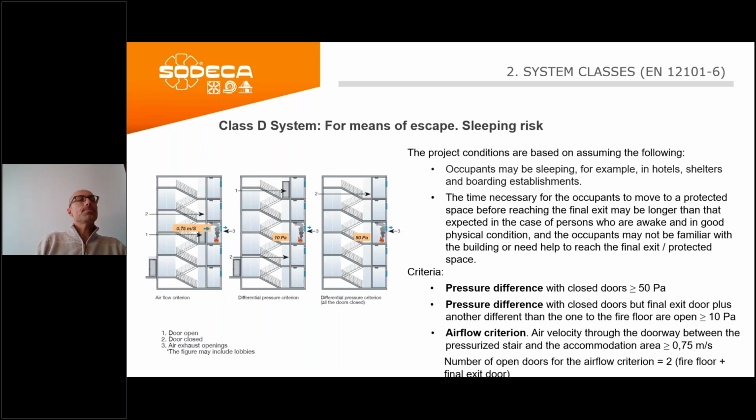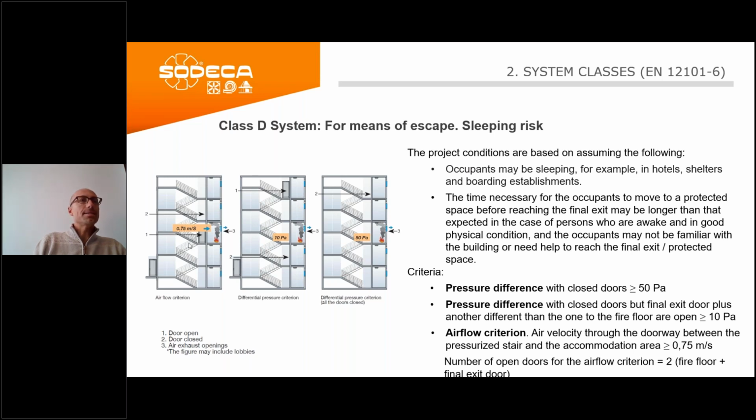The Class D system is again for means of escape, but with a sleeping risk. It's typically used in hotels, shelters, and boarding establishments. And the time necessary for the occupants to move to a protected space, let's say the stairwell, before reaching the final exit may be longer, because in this case, they can be sleeping, so this time will be longer.